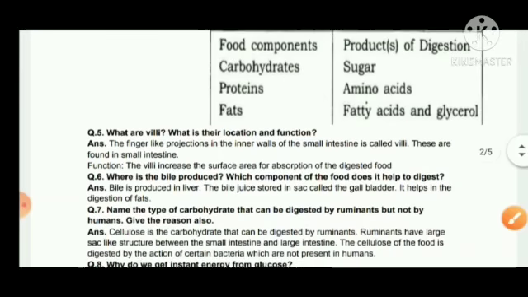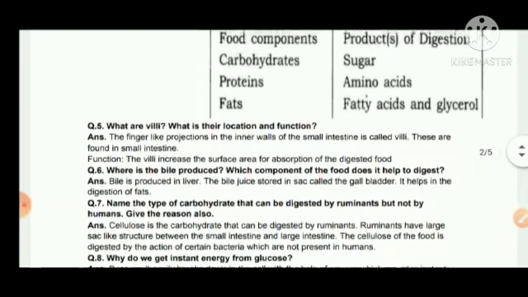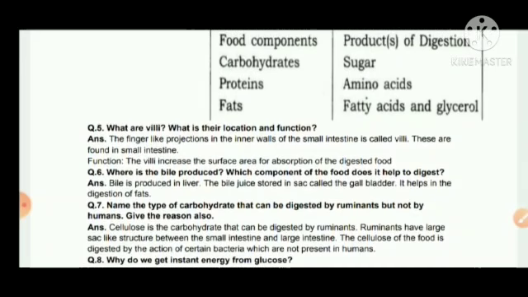Next we have, what are villi? What is their location and function? The finger-like outgrowths in the inner walls of the small intestine are called villi. These are found in our small intestine. The function of villi is to increase the surface area for absorption of the digested food.